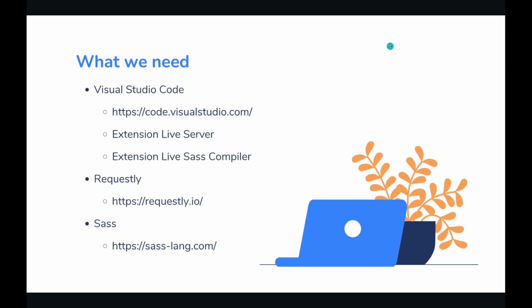What we need? We will need Visual Studio Code. We will need an extension called Requestly. It runs on Chrome. And we can also take a look at Sass documentation. Inside Visual Studio Code, we will need two extensions. Everything is free, what I'm talking about here. So the extension Live Server and the extension Live Sass Compiler as well.